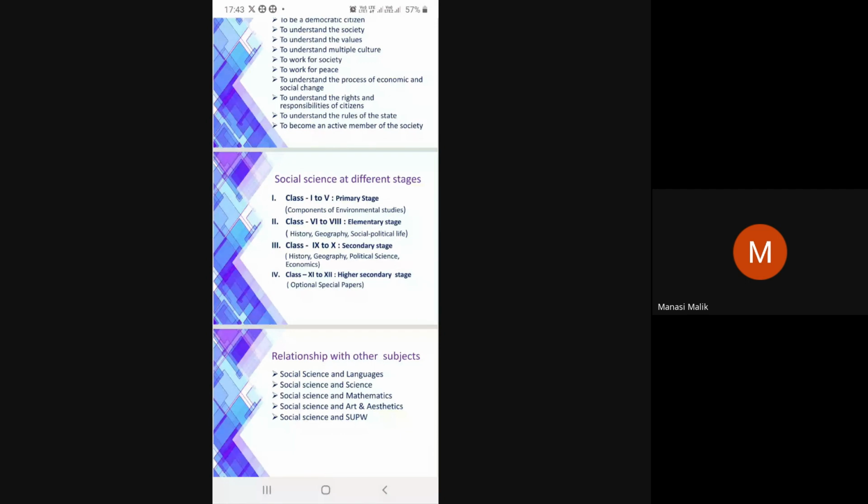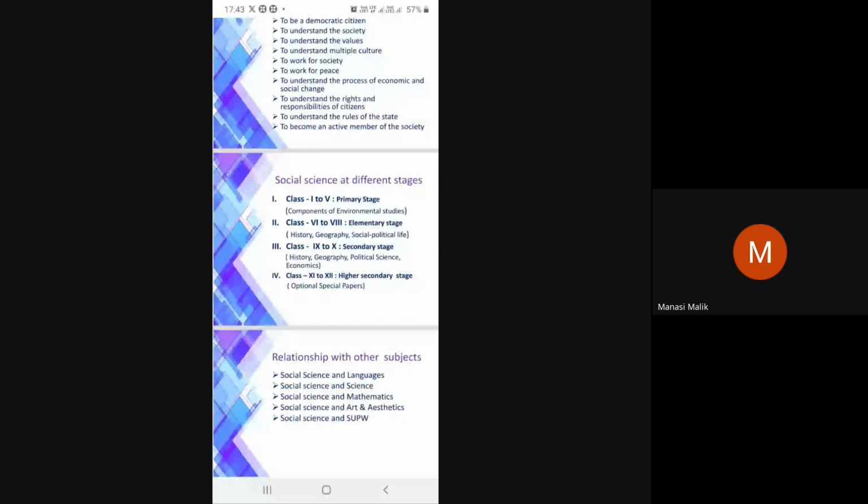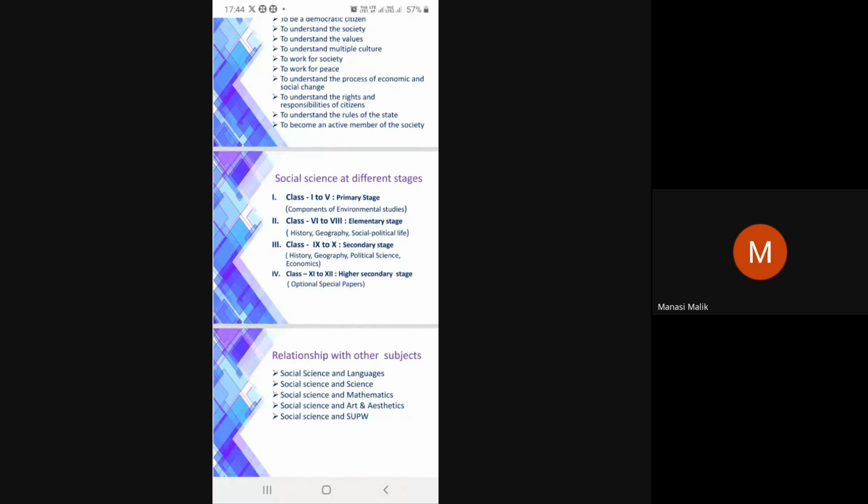So as you all know, there are many mathematical concepts we need to understand at the time of reading social science. Otherwise, we cannot understand social science. As we know, temperature, measurement, latitude and longitude, map reading, all these are mathematical concepts. And the distance from one place to another, all these measurement issues are mathematical concepts. So without understanding the mathematical concepts, we cannot understand social science. So it is related to mathematics also.